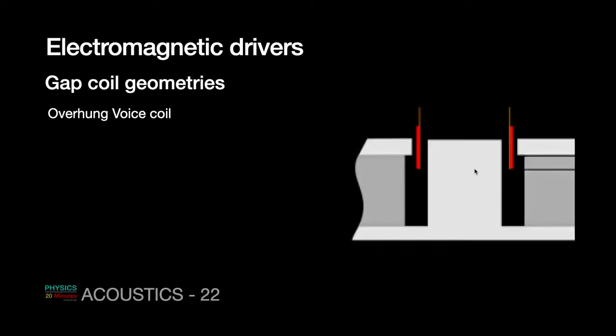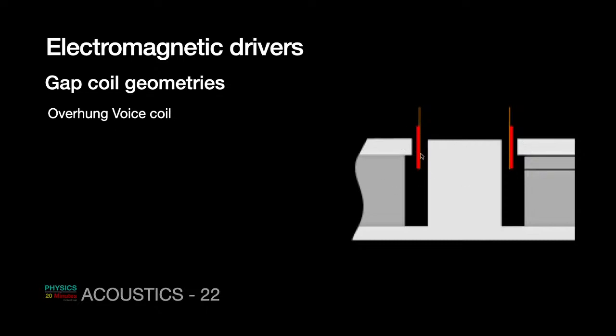So this is one pole of the magnet. This is the ring. If it's a ring magnet, then this is the outer ring. This is a cross section. These are the gaps. This is the coil whose cross section is shown over here.